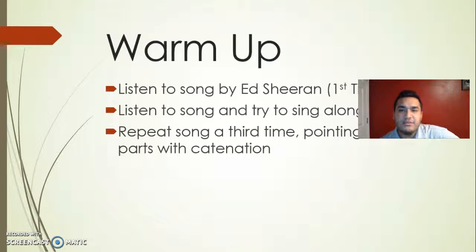So before we get started, we're going to do a little warm-up. We're going to listen to the song by Ed Sheeran called The Shape of You. Okay? The first time we're going to listen to it, I just want you to close your eyes and listen to the words, alright? Second time, we're going to try to sing along with it, okay? And the third time, we're going to repeat it, but I'm going to show you the specific parts where you can see catenation. Alright.